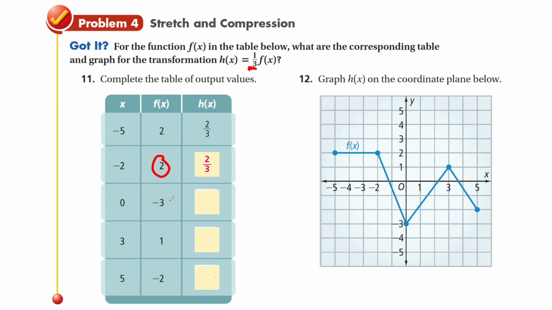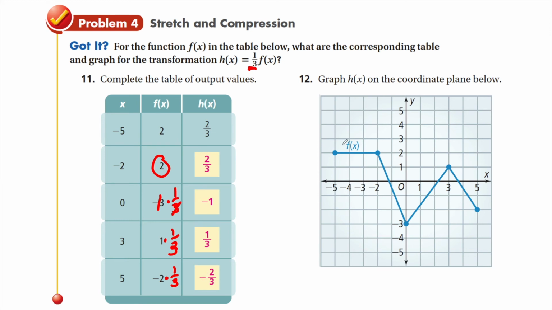And we get 1/3 of the -3, which is going to become a -1 because the 3's cancel out, leaving you just with the negative and the 1. We have a 1/3 times 1, which is going to be 1/3. And last but not least, you have a 1/3 times that -2, and you get a -2/3.